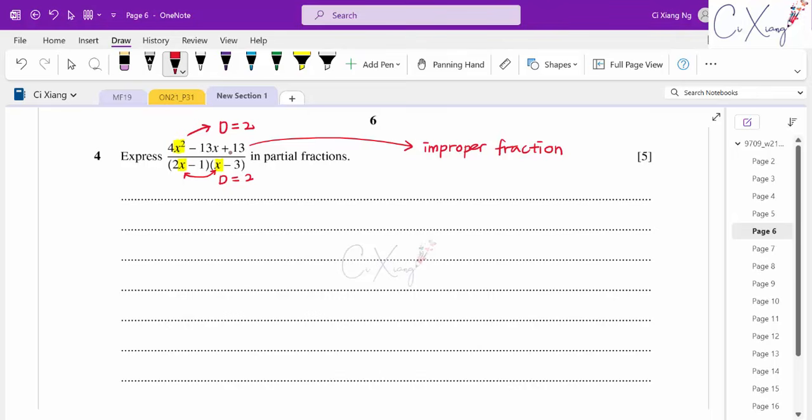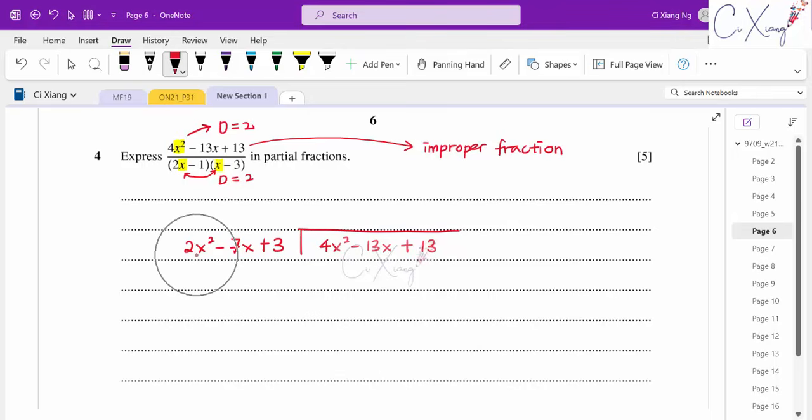Alright, so the numerator is 4x squared minus 13x plus 13. Then try to expand the denominator, and it will become the divisor in the long division. So I'm having 2x squared minus 7x plus 3. Again, to get this particular term, you expand the denominator given in the fraction. Then we will start the long division now.